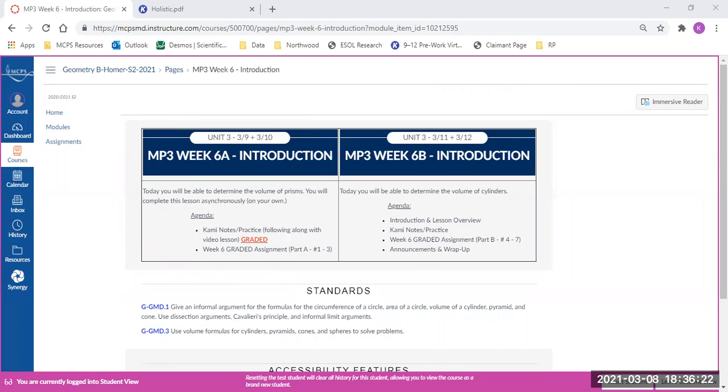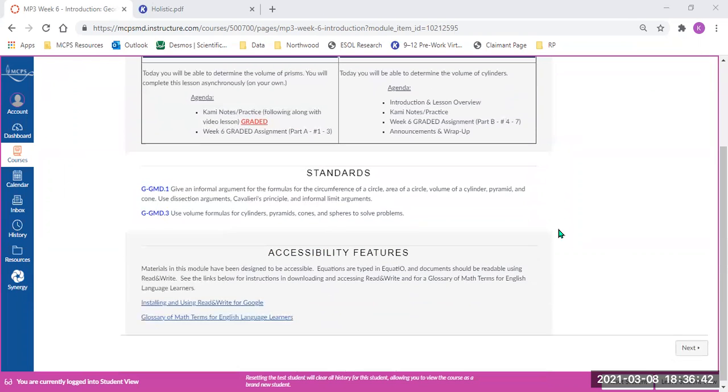All right. So today you will be able to determine the volume of prisms. You will complete this lesson asynchronously, which is on your own. We do have some Cami notes and practice followed along with a lesson that is graded, and there will be a graded assignment, just part A, numbers 1 through 3.